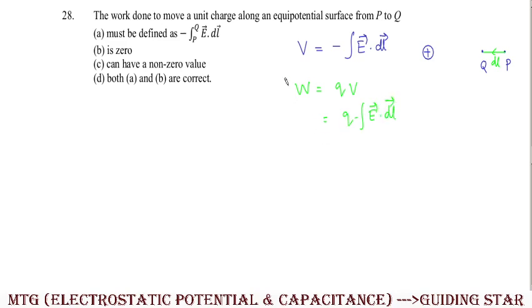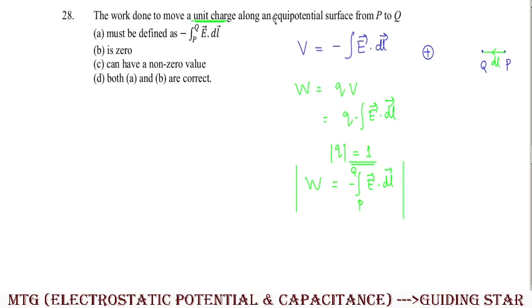So Q into V is the negative of the line integral of E dot dl. But the magnitude of charge, what they are saying, is a unit positive charge. That means the magnitude of that charge will be taken as 1 unit. If that is the case, then W will be equal to the line integral of E dot dl with a negative sign, with limits from P to Q. So this is how we can define the work done in moving a unit charge.